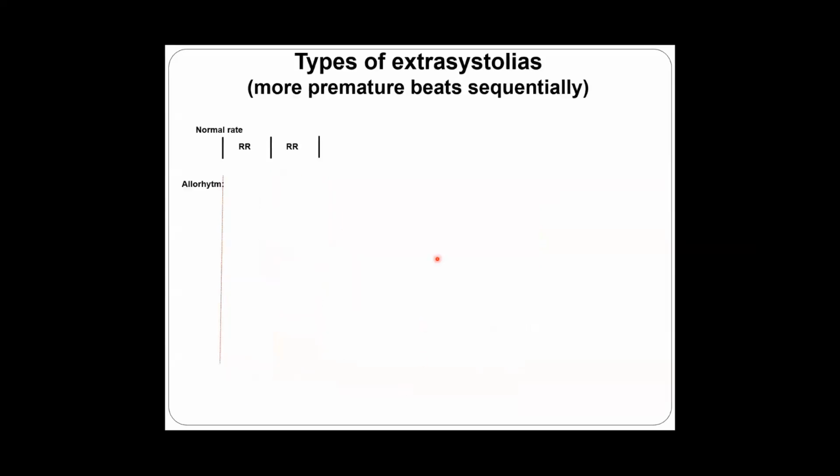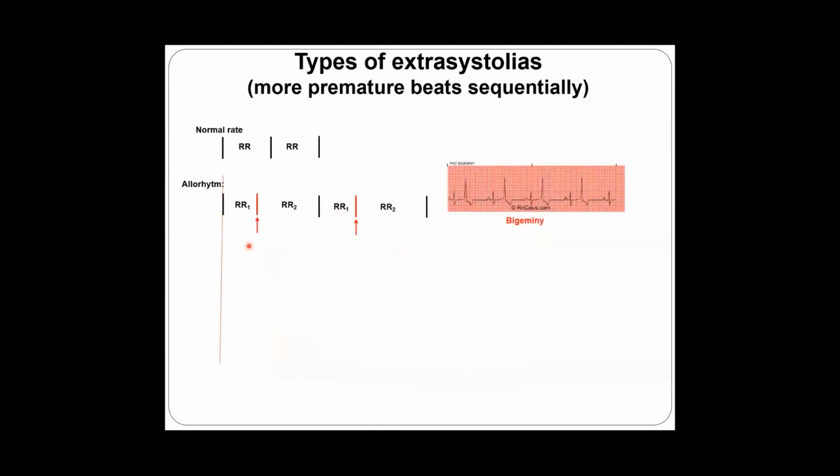Let's see the types of extrasystoles when we have more premature beats coming subsequently. First of all, as you see here, every second beat is a premature beat. That's a normal sinus, that's a premature. That's a normal sinus, that's a premature. This kind of arrhythmia looks rhythmic, but it's not rhythmic because the RR interval is not constant. This is what is called bigeminy.